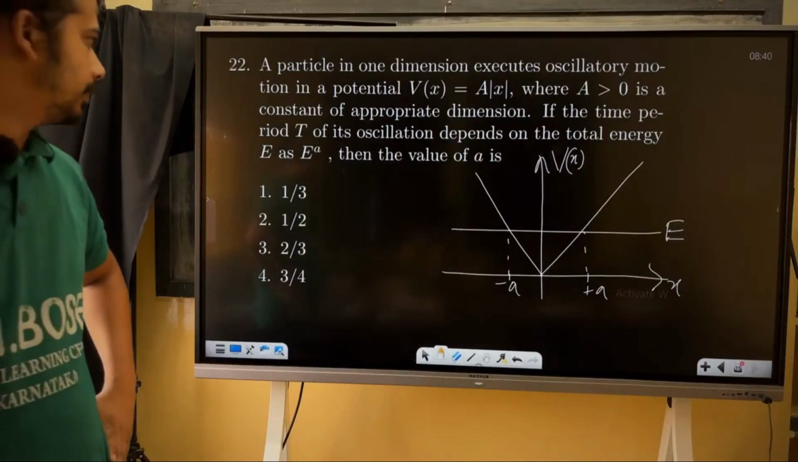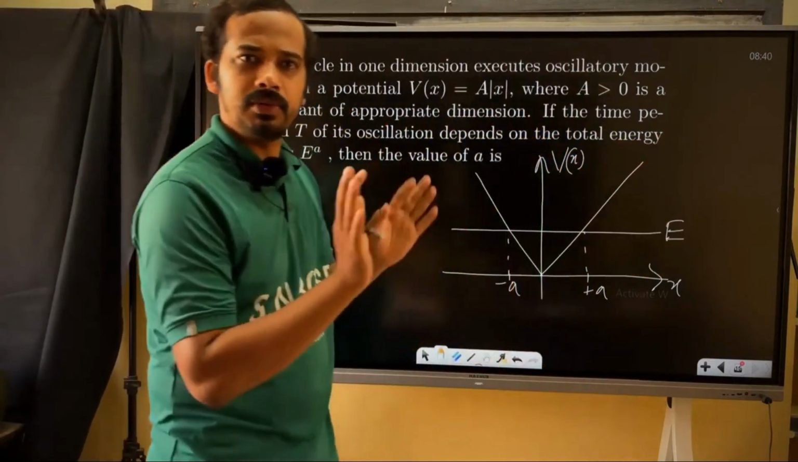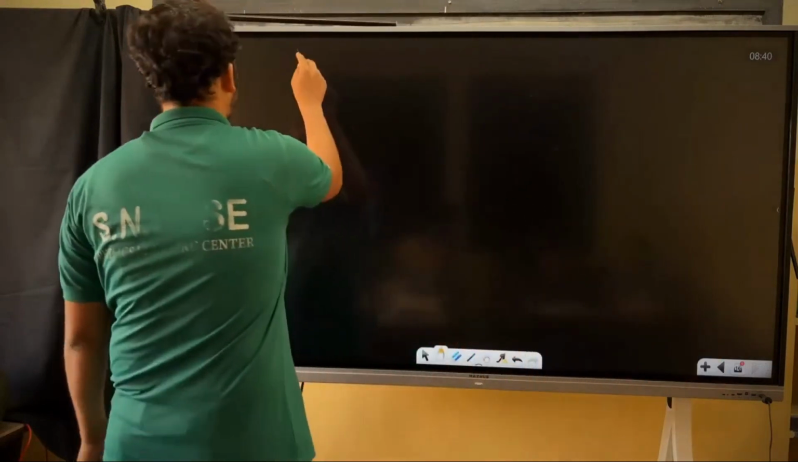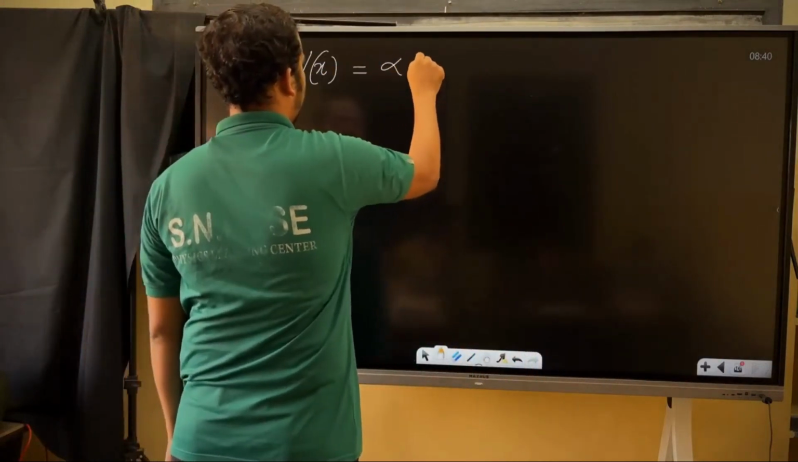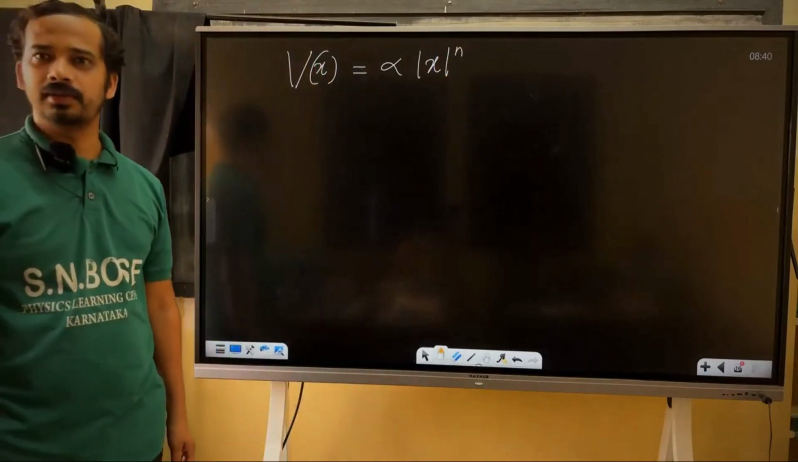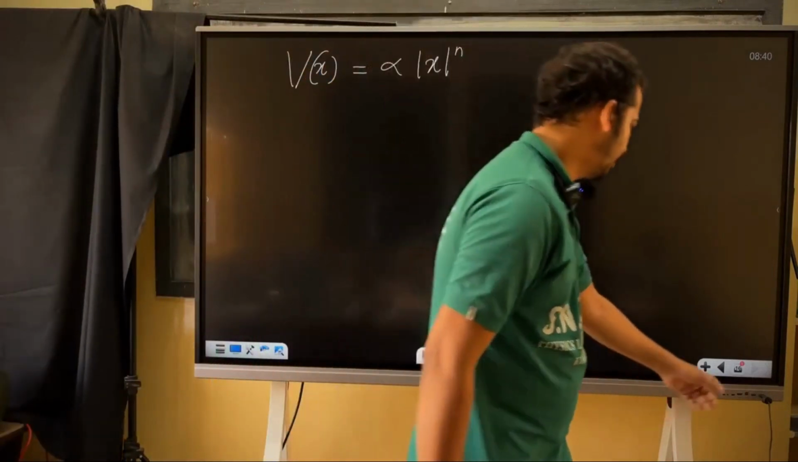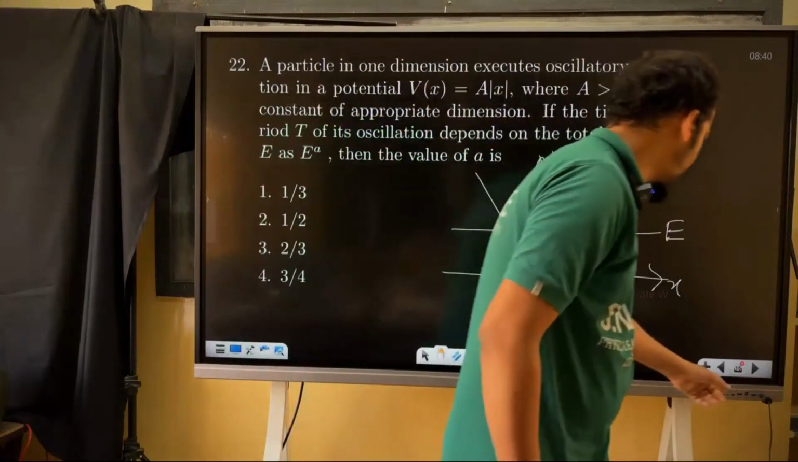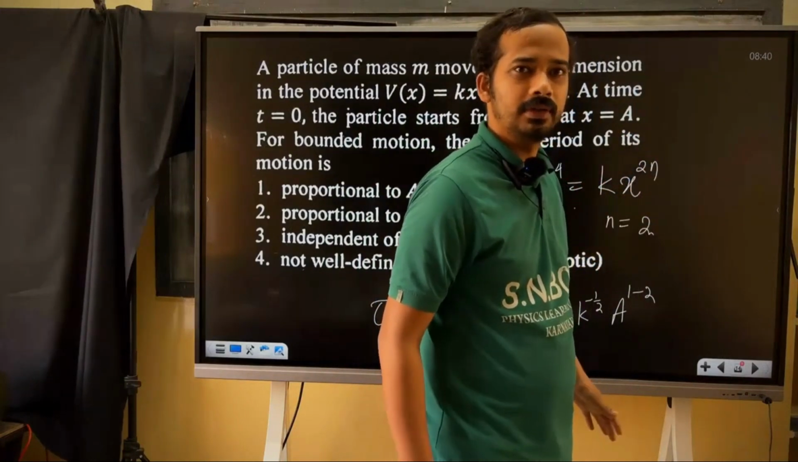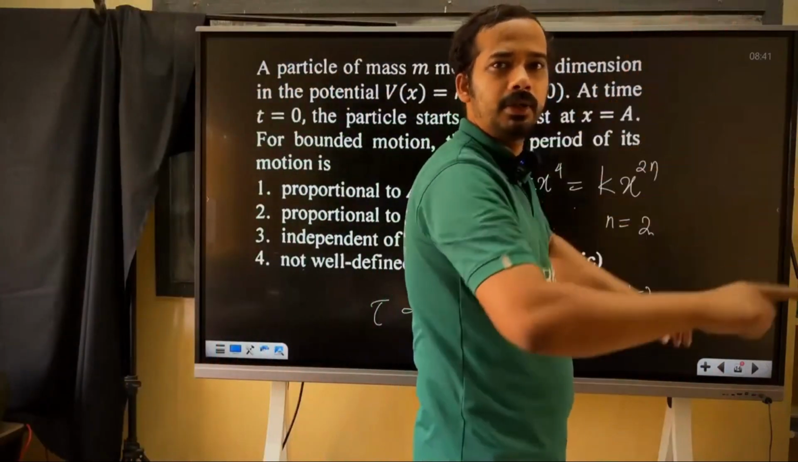Do it again, in an ideal way. Near the exam, you can think of remembering or proving some formula and keeping it as a note. If possible, why can't you prove it for this one? V of x is equal to alpha mod x power n. This will be for all problems, right? Suppose I give mod x cube or only mod x. Until now, whatever formula we have taken was for even power of x. But you can put mod and you can make odd powers of x.